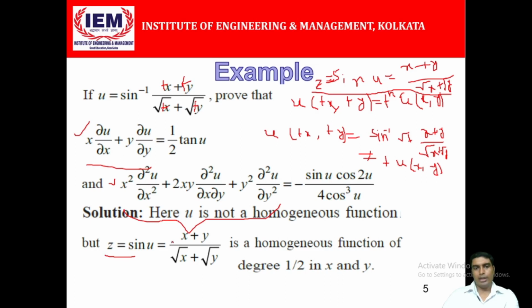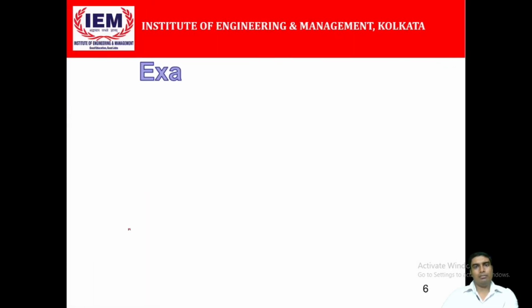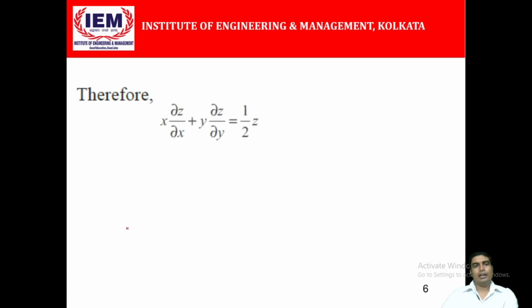Because the root 2 will come out if we put tx in the place of x, and ty in the place of y, then root 2 will be in the numerator, so the degree of this homogeneous function z will be half. Now you can apply the Euler theorem on this function z, then you will get x del z del x plus y del z del y equal to half z. Why half? Because it was n, and now n equals half, so by using this Euler theorem I will get this one.